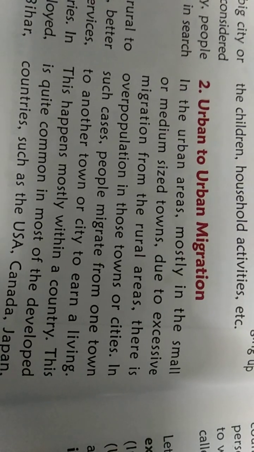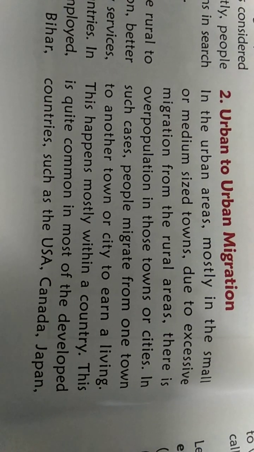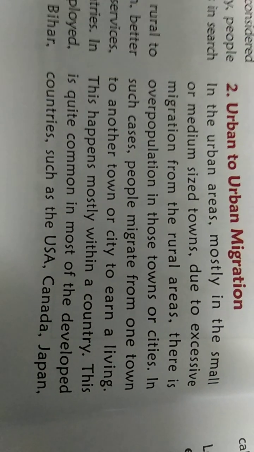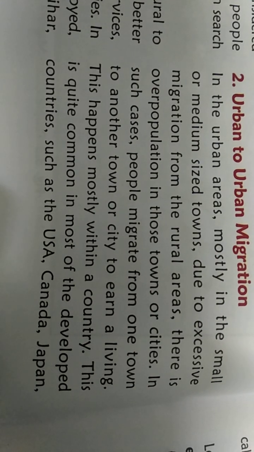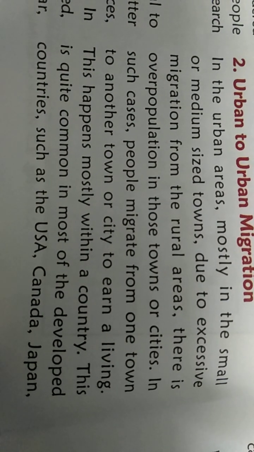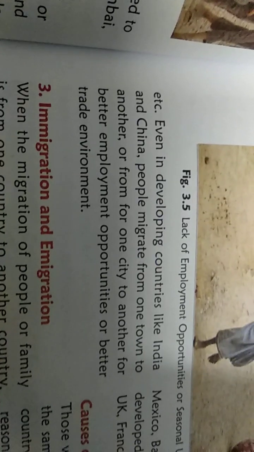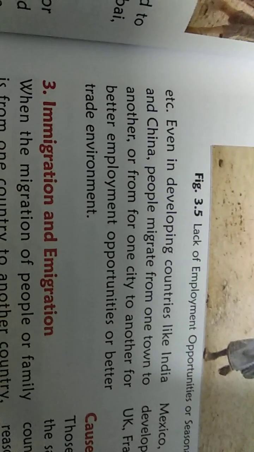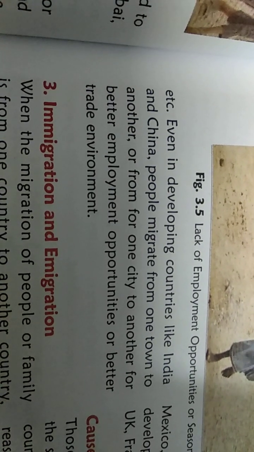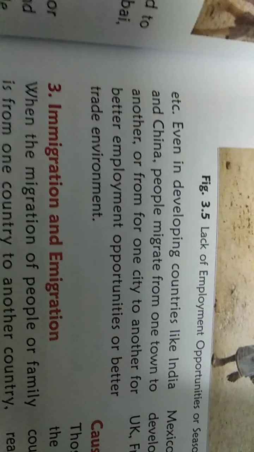Next is urban to urban. That means due to excessive migration from the rural areas, there is overpopulation in those towns and cities. In such cases, many people then migrate from one town to another town to have better earning. This happens mostly within a country. This is quite common in most of the developed countries like USA, Canada, Japan. Even in India we can find people living in one state moving to another state to find better opportunities. Even in developing countries like India, China, people migrate from one town to another town, from one city to another city for better opportunities and trading environment.